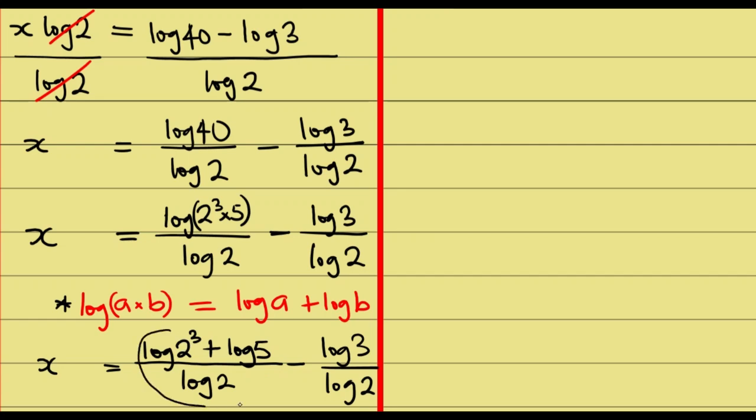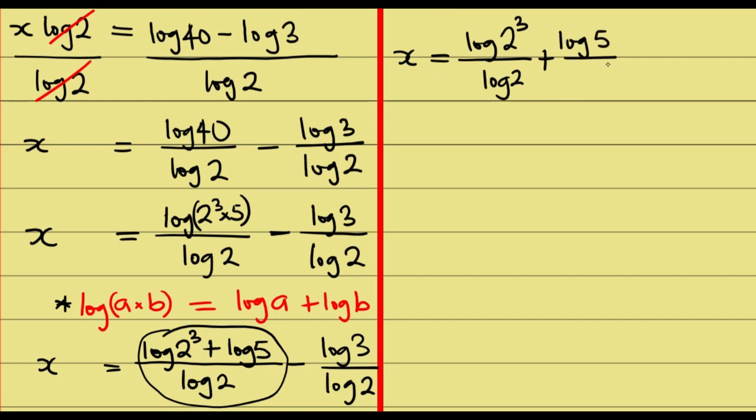However, the whole of this is now going to become x equal to log of 2 raised to the power of 3. Now that the denominator is split into 2, we have log of 2 raised to the power of 3 over log 2. Then this plus sign is still there. Then log 5 as it is, log of 5 over log of 2. Then the right hand side stays there, minus log of 3 over log of 2.